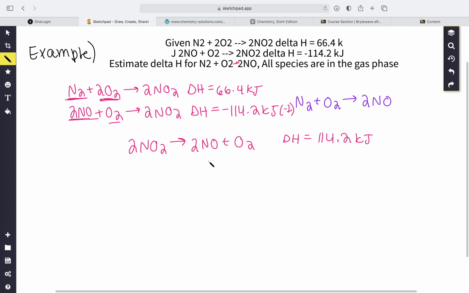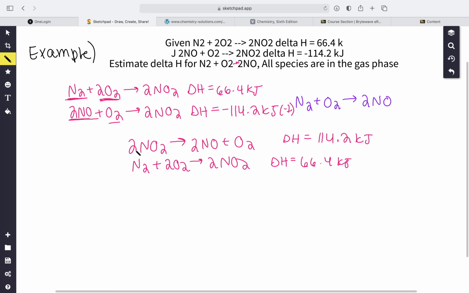Okay, so I think that's all good for now. We'll see in a little bit if we have to do any more manipulation, but for this equation, we can keep this one the exact same because we don't need to flip things or anything, right? So we're going to keep this one the same, and then we'll see what type of manipulation we have to do. Okay, so we have N2 plus 2O2 will yield 2NO2, and the change in enthalpy for now is going to stay 66.4 kilojoules. And the reason why I'm saying for now is because right now I don't know if I have to manipulate things, but let's get to canceling things, right?